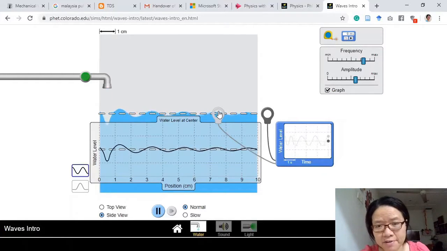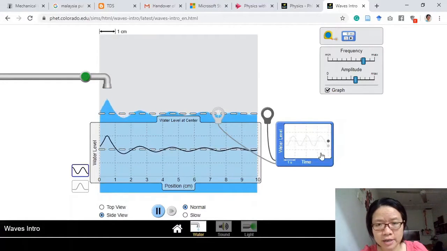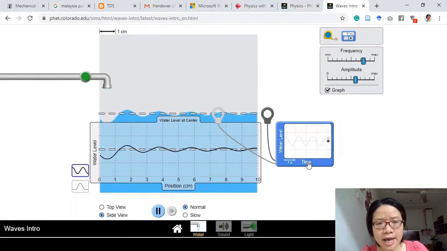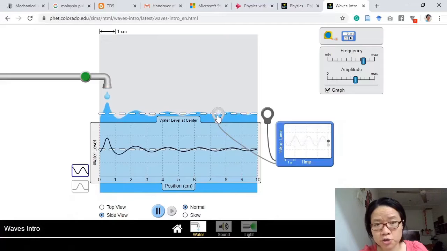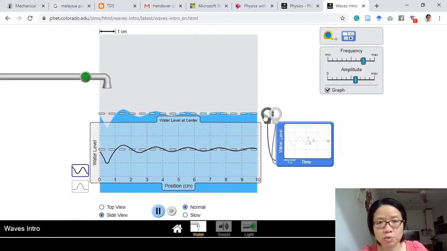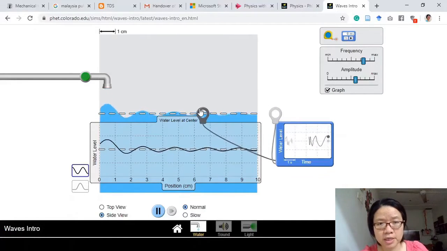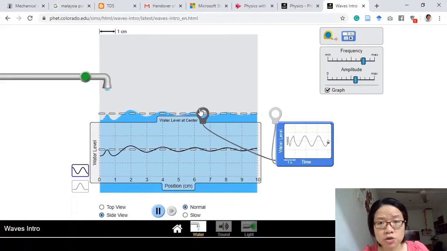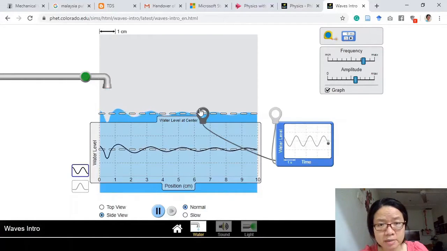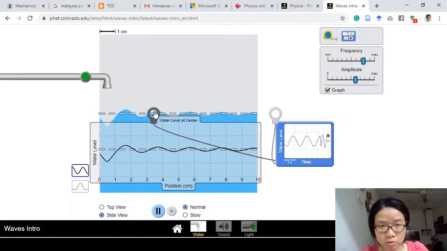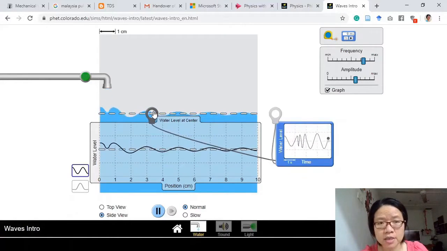So here I have kind of like a CRO thing, and it's against time. So this is connected to the time base. It is measuring the movement of a single wave particle. Okay, so maybe the black one is easier to see. So you can see particle at this particular position where the hand is, the wave is actually moving up and down. Okay, the wave particle is moving up and down.